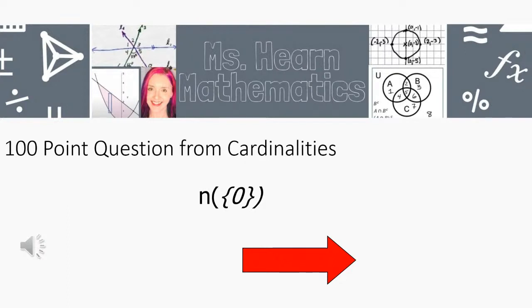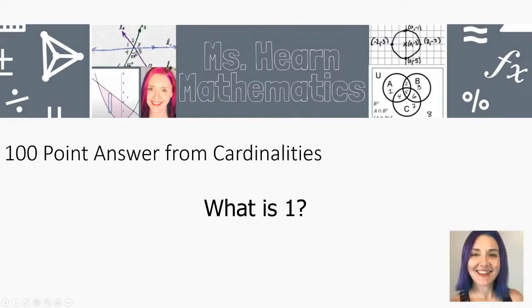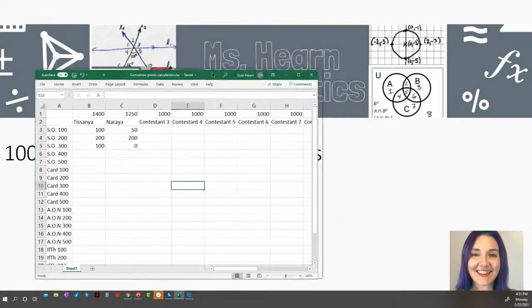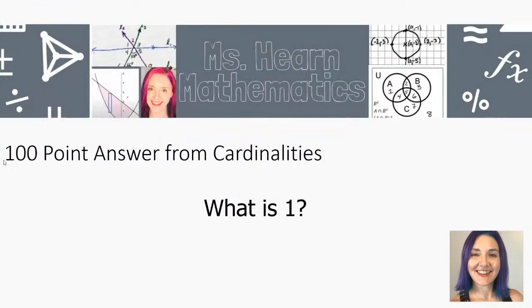There is one number. It's the number 0, which is what makes the question tricky. The answer is 1. So let's see. Yes, the one number is the number 0, but the N is asking you to find how many numbers. Okay. Very good. Okay. So now, let's see what's next.